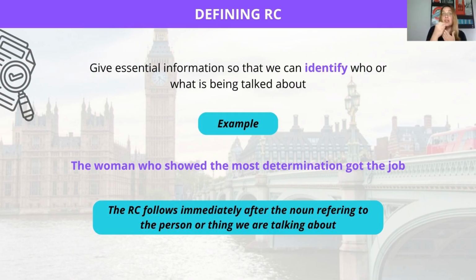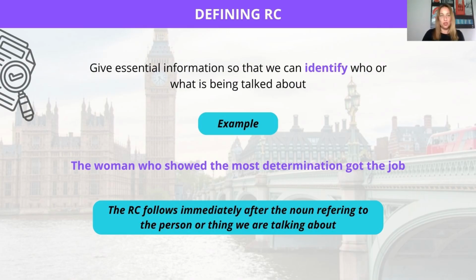as extra information because it's essential, it's important to me, and to you also. So who showed the most determination? Pay attention to this pronoun, who. We use who because we are talking about a person, right? We will see all this in a moment.